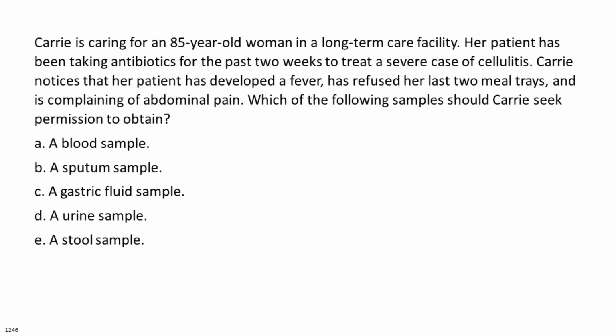Carrie is caring for an 85-year-old woman in a long-term care facility. Her patient has been taking antibiotics for the past 2 weeks to treat a severe case of cellulitis. Carrie notices that her patient has developed a fever, has refused her last 2 meal trays, and is complaining of abdominal pain. Which of the following samples should Carrie seek permission to obtain? A. A blood sample. B. A sputum sample. C. A gastric fluid sample. D. A urine sample. E. A stool sample.